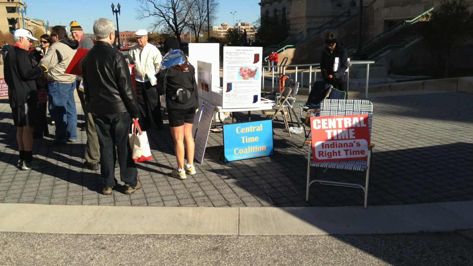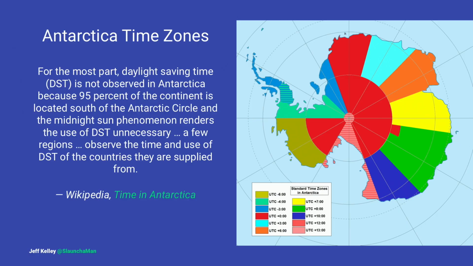Now, if you think Indiana is bad, this is a map of Antarctica. I don't know if you can read it back. Time zones go from UTC -4 all the way to UTC +13. So I think it has to do with which country got there first. I'm not really sure how it all works. I'm sure this is a lot of fun for people who are in Antarctica.